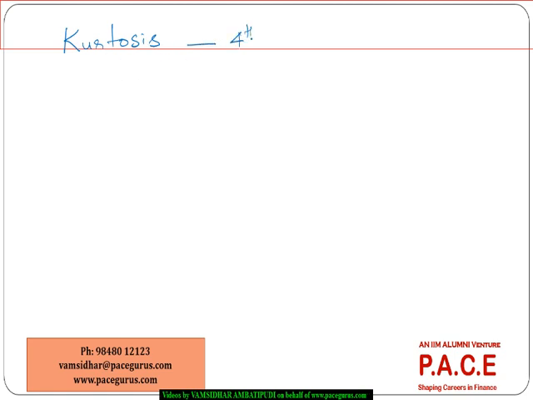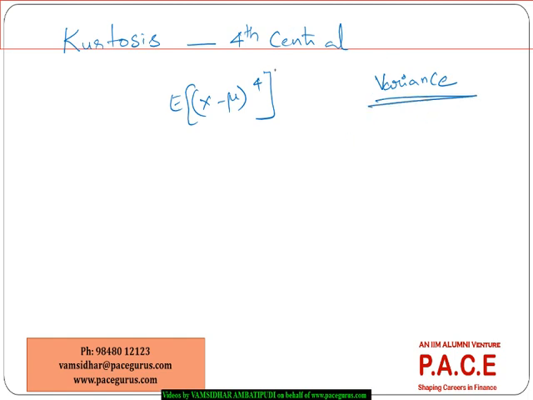which is nothing but the fourth central moment, the expected value of (x minus mu) to the power 4. To a large extent, it is more or less similar to the variance, which is the second central moment and talks about the spread of the random variable about the mean. But the only difference is that here the extremes are given more weightage because it's power 4. So the weights given to the extreme values are much higher. Otherwise, it is more or less conveying the same thing.